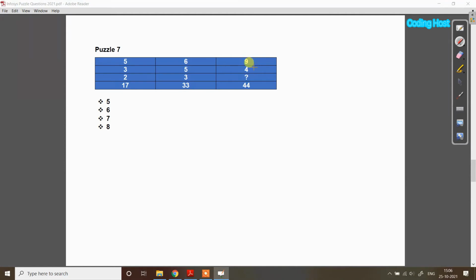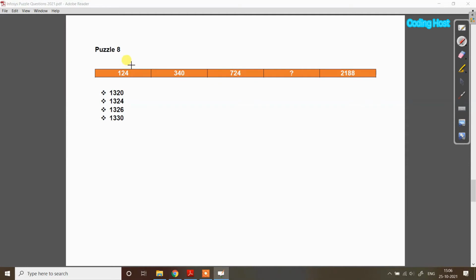Now here we will apply this logic. 9 into 4 is 36. So to 36 we have to add something, so that it will become 44. 44 minus 36, so you will get 8. So 8 is the right answer here. Now we have question number 8.